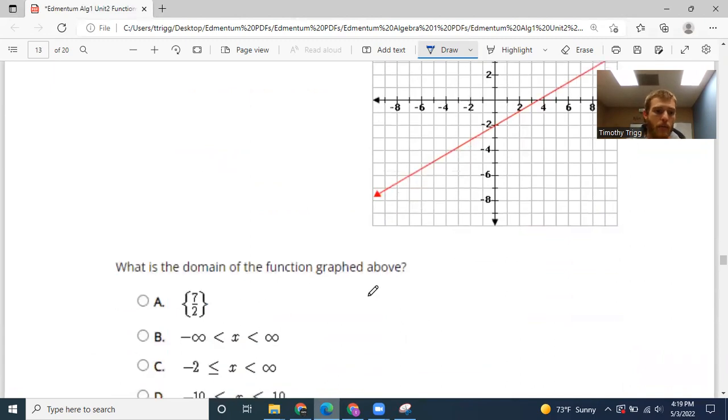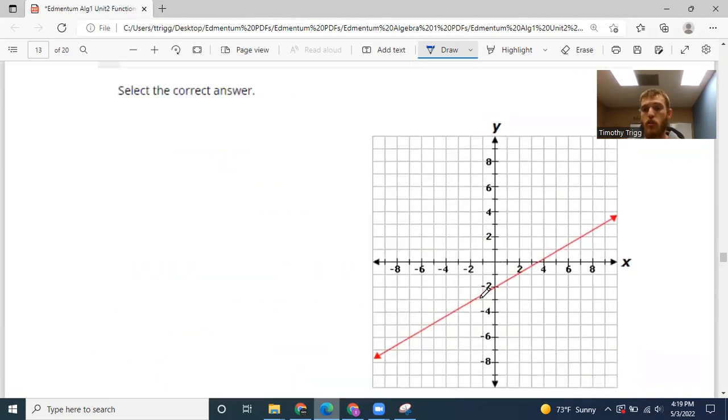Okay, we have this graph. What is the domain? The domain represents all the X values that can happen. Let me ask you, is -2 in the domain? Yes, it is, because there's a point there for -2. Is +2 in the domain? Yes, because there's a point there for +2. Is 8 in the domain? Yes, because there's a point there for 8 as well. Is 10 in the domain?